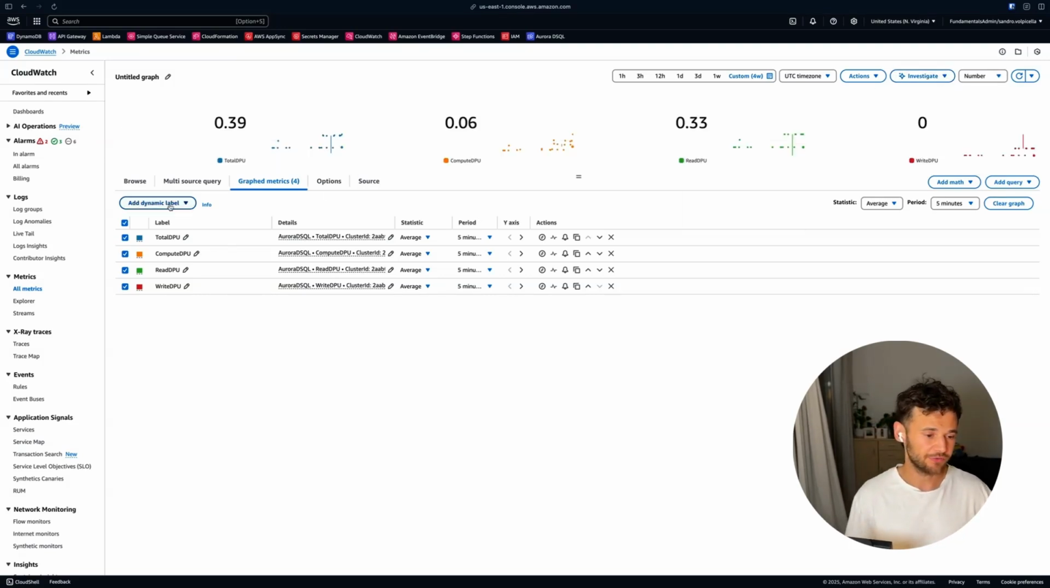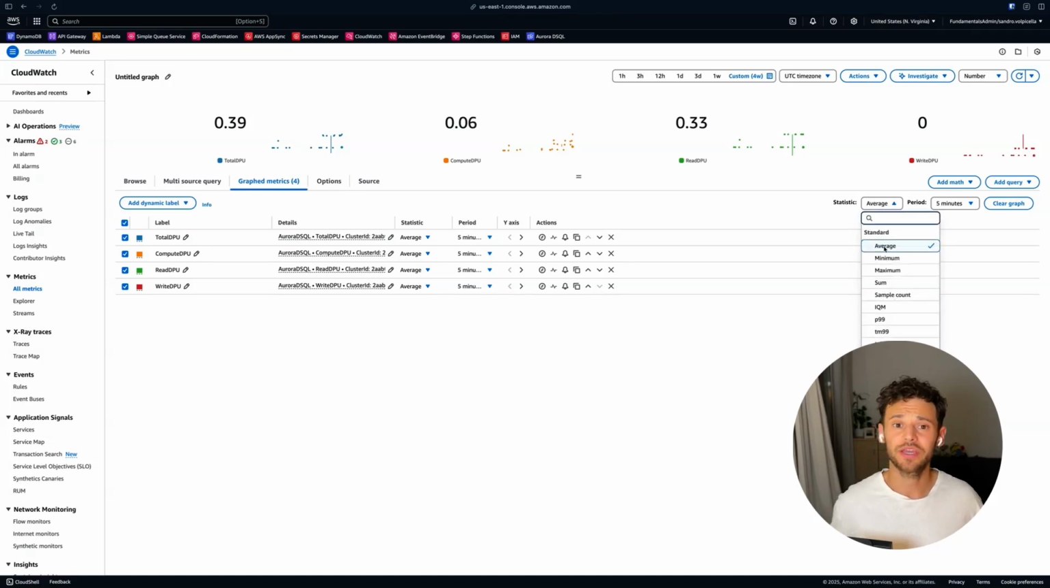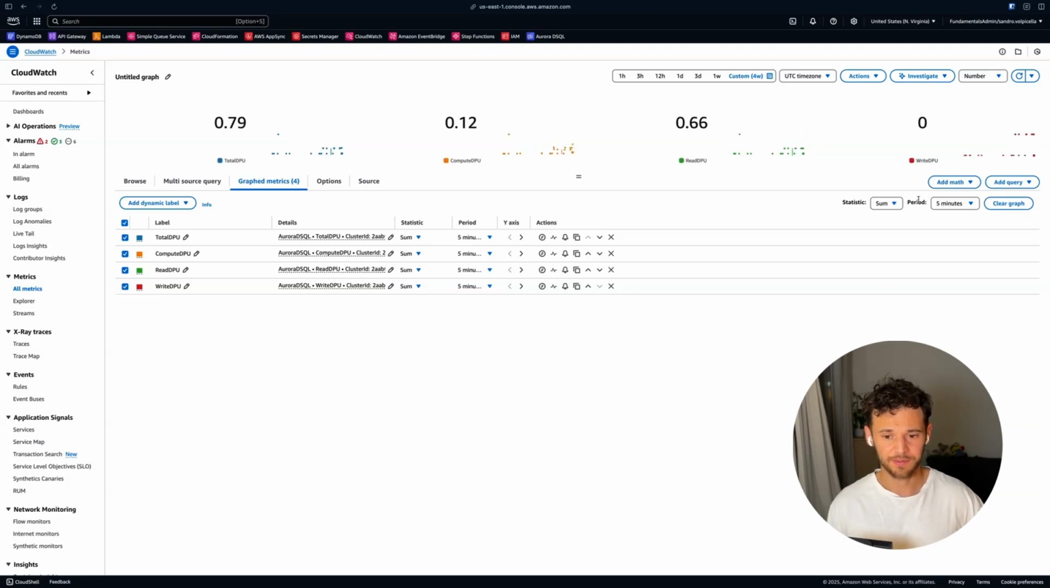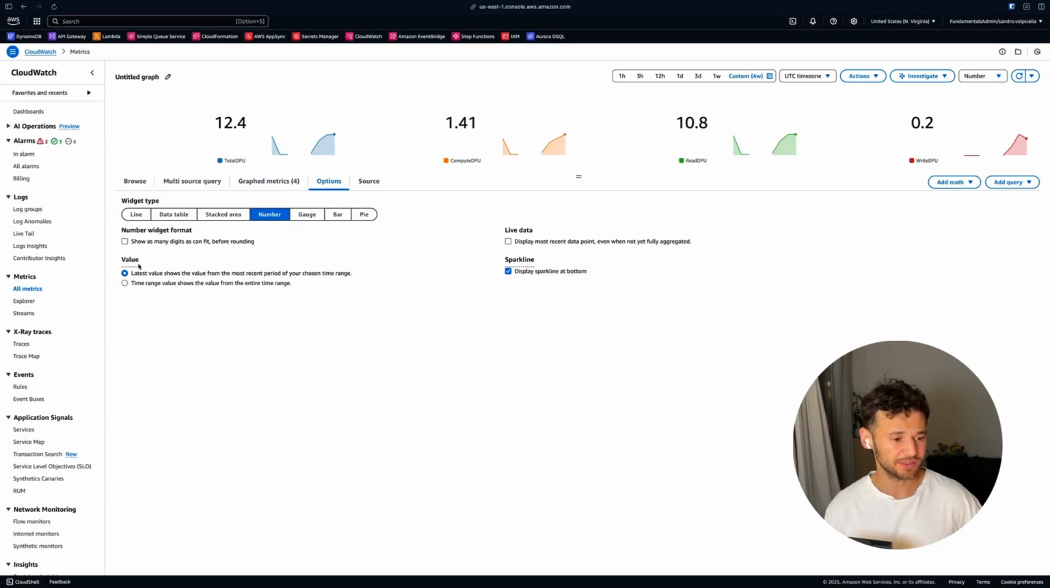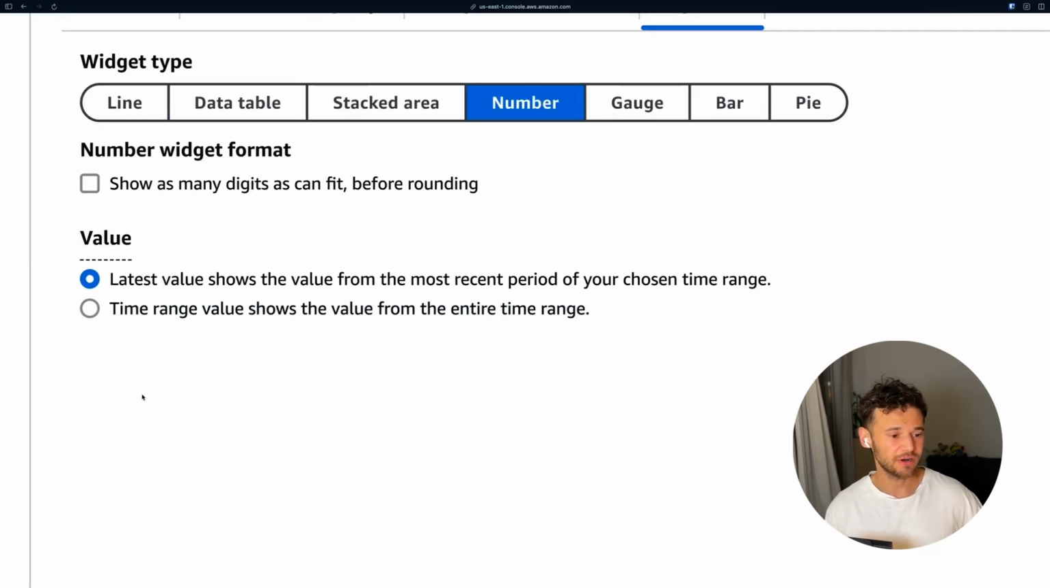So what I did, I have my metrics here and I need to change the statistics because I'm not interested in the average. I'm interested in the sum of all of my DPUs. So I select sum. I select 1 day. In the end, that doesn't matter much anyway because I go to options and in value, I select time range. Value shows the value from the entire time range because I don't only want to see the latest value, I want to see the entire time range. So I'm doing that.